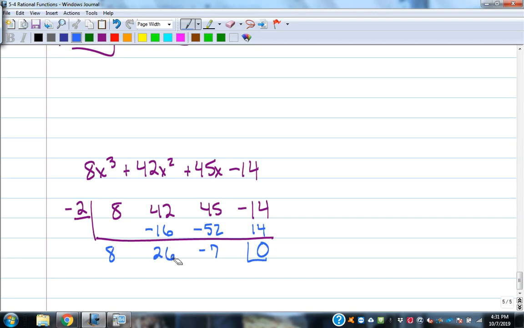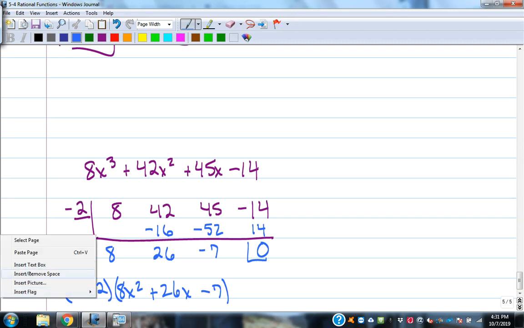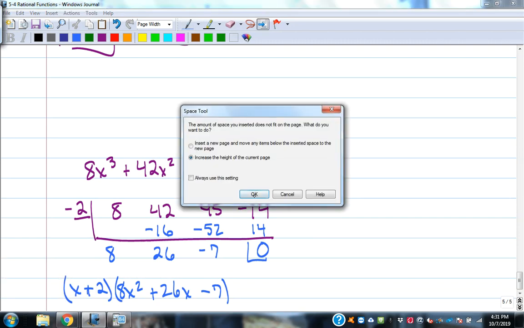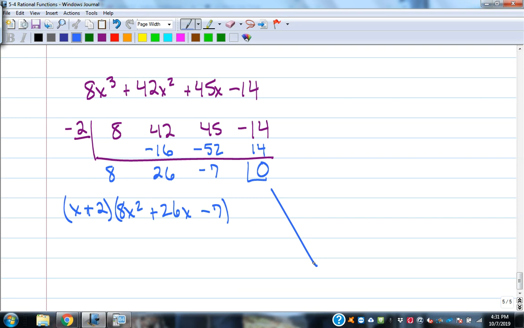So it's 8x squared plus 26x minus 7, which is a quadratic, and I can factor that using the X method. So that's what I want to do here. So far I have x plus 2, because the factor is the opposite sign, and 8x squared plus 26x minus 7. And I'm going to try to factor that quadratic that's left there, with the X method.